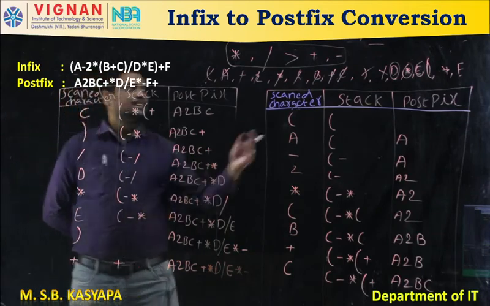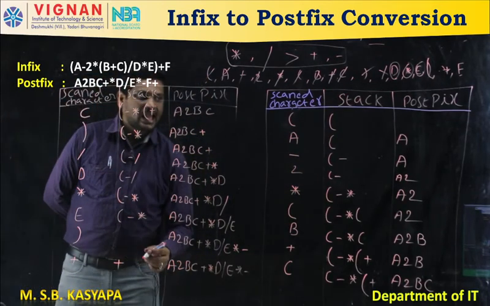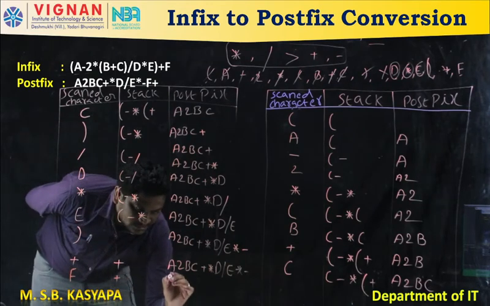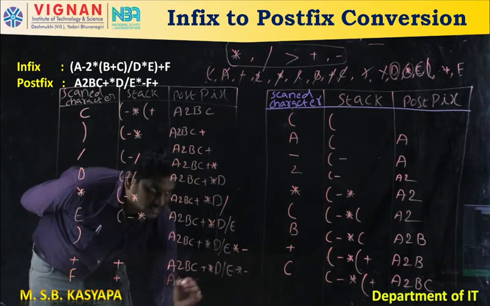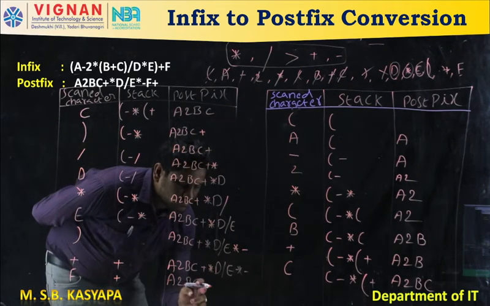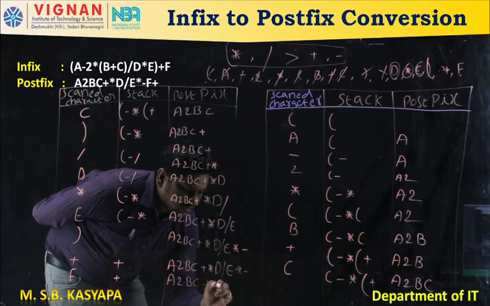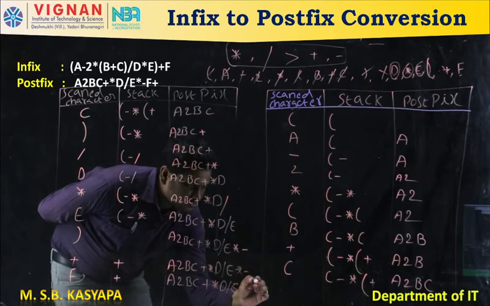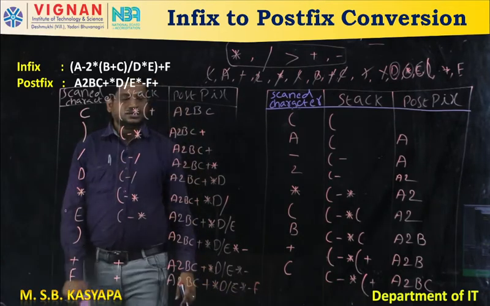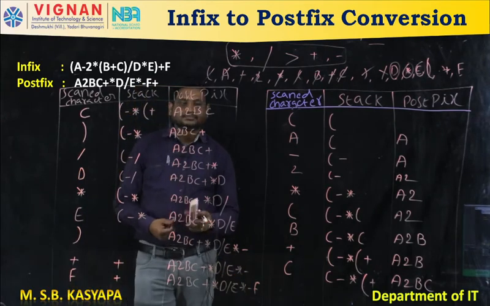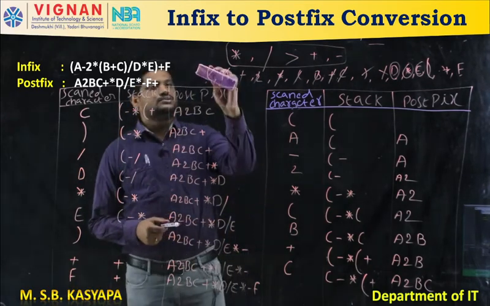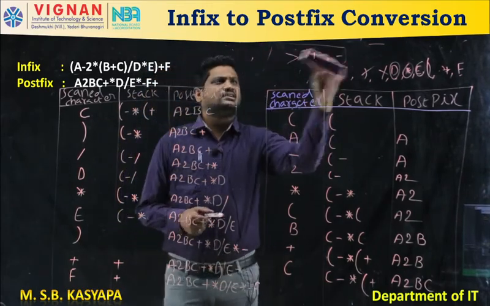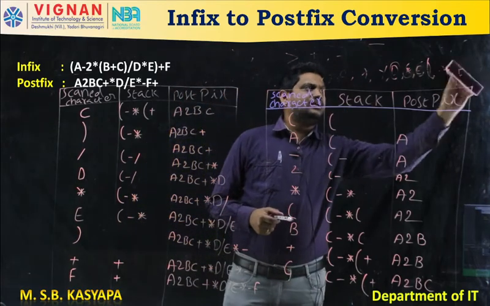The next one is F. So, F is an operand. So, it is directly moved to the postfix expression, after A 2 B C plus star D by E into minus. Okay. So, now I have read all the characters, am I right? So, until F I have read it.